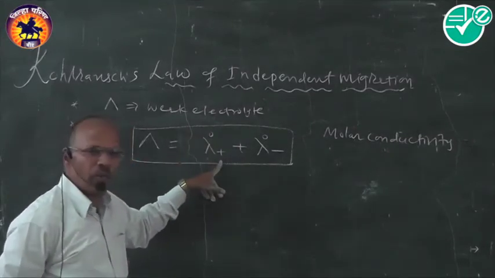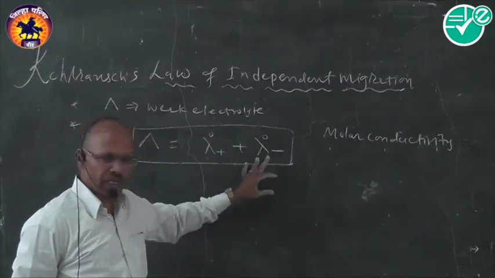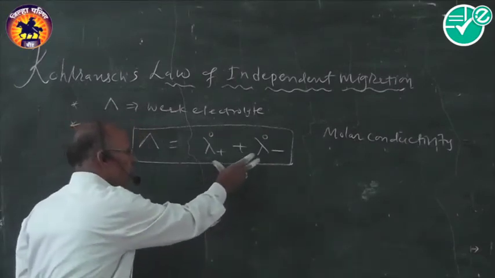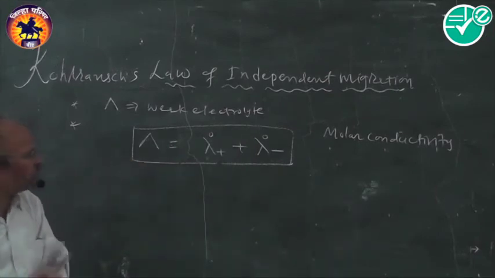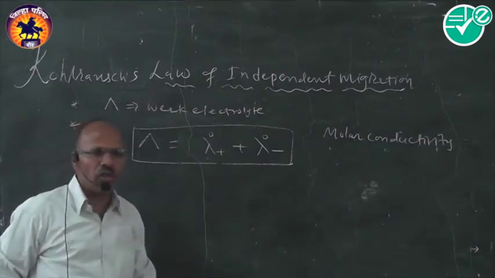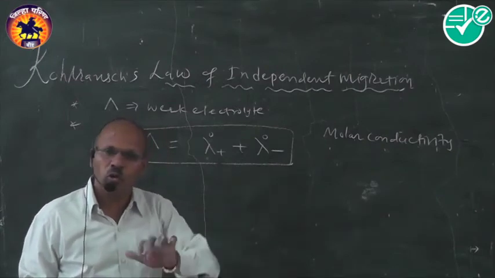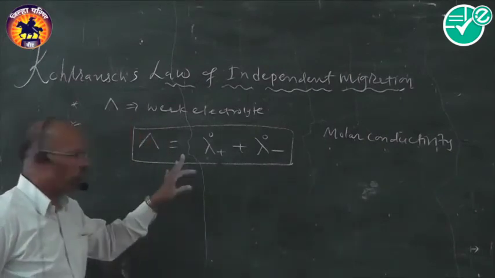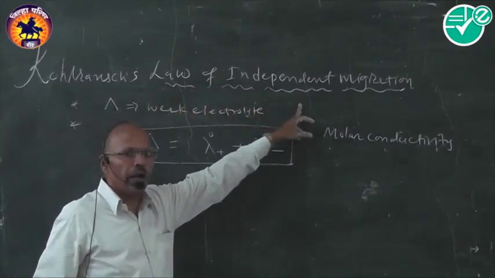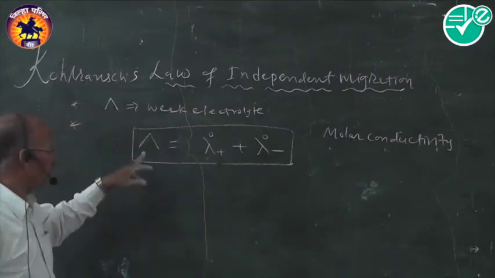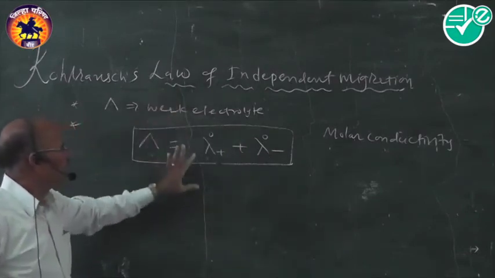Therefore, lambda 0 plus is the molar conductivity of the cation, and lambda 0 minus is the molar conductivity of the anion. As a result of the contribution of these two ions, we have the overall conductivity, generally shown as lambda 0. By this equation, we can say that at infinite dilution, each ion migrates independently and makes its own contribution to the total molar conductivity, irrespective of the ions with which it is associated. This we call Kohlrausch's law of independent migration. We can write the law as lambda 0 equals lambda 0 plus plus lambda 0 minus. It is the equation for molar conductivity.